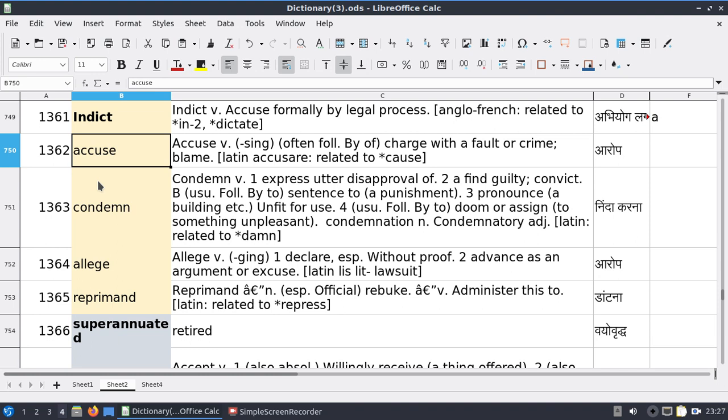Let's see the other ones. Condemn. Condemn means you disapprove something. Ninda karna hai. Something bad that has happened, that you condemn. You put your disapproval. Generally, you will see in news also that certain statements by certain political leaders, etc., are seriously condemned. We condemn the terrorist act. That means we seriously disapprove the terrorist act. The government issued a statement condemning the killings.